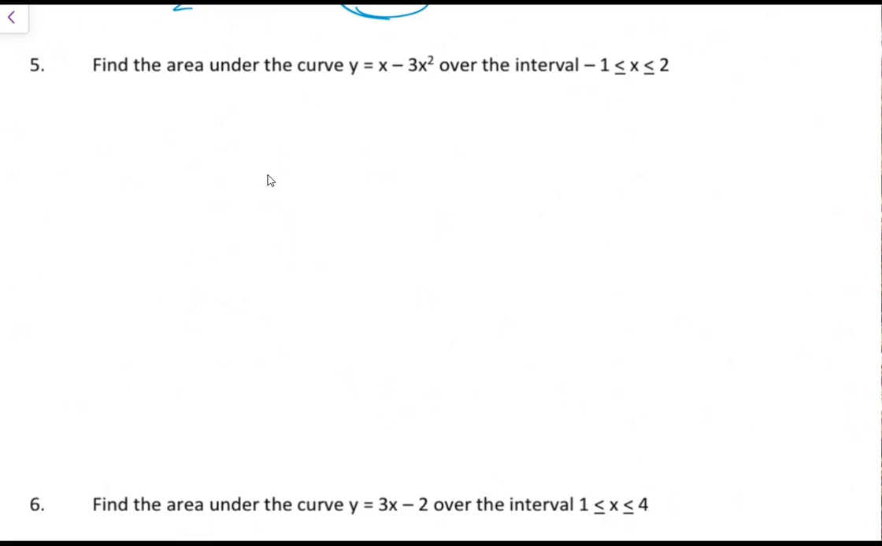So we start by writing our integral. So my integral will go from -1 to 2, since that's what my endpoints of my interval are. And my function x minus 3x squared becomes my integrand. And we use our rules of integration to evaluate that.